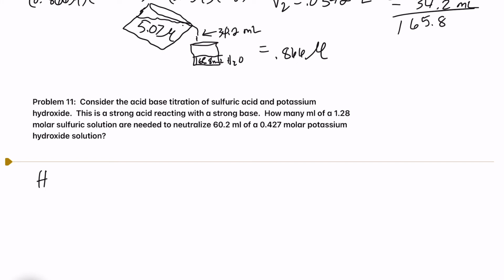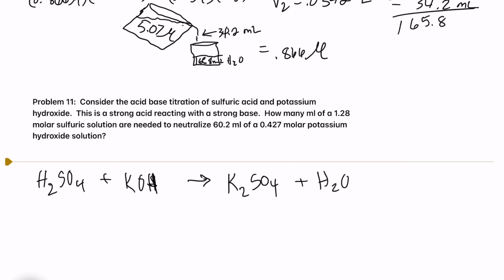Number 11, consider the acid-base titration of sulfuric acid and potassium hydroxide. This is a strong acid reacting with a strong base. How many milliliters of a 1.28 molar sulfuric acid solution are needed to neutralize 60.2 milliliters of a 0.427 molar potassium hydroxide solution?